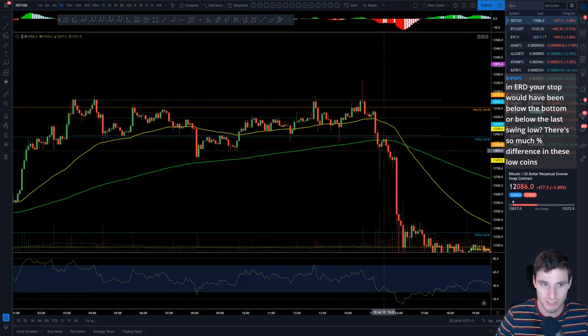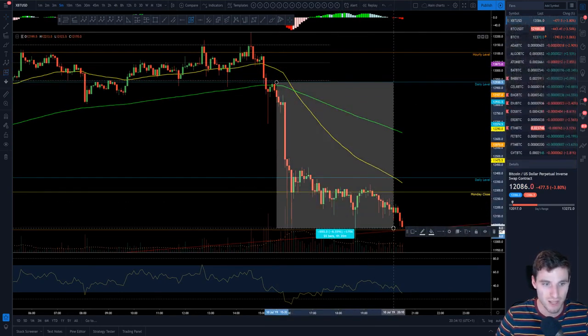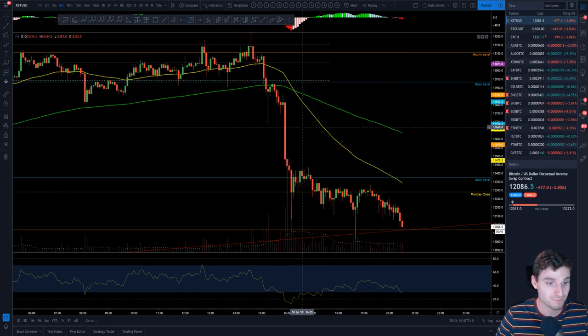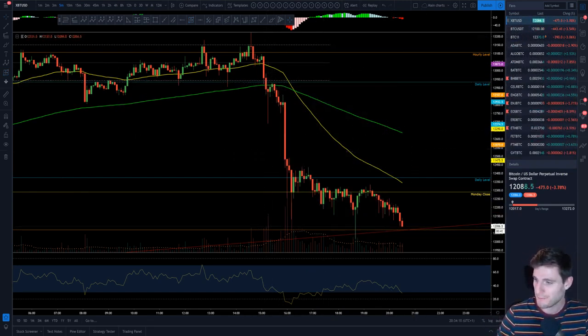I'll just take the price or whatever I want to get filled at. You know, why try and get in on a limit order and save yourself 0.1% fee when you're now down nearly 7%? Yeah, so basically just market short that.